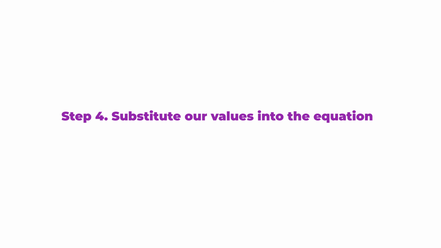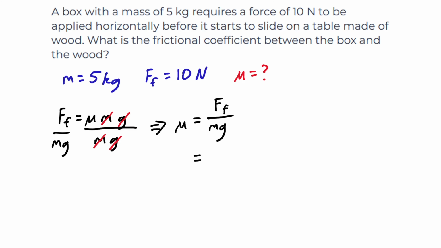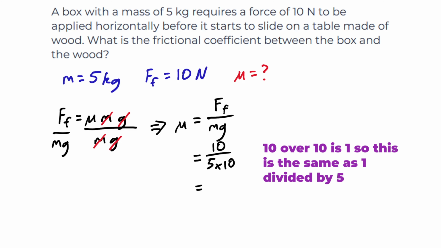Step 4. Substitute our values into the equation. Mu is equal to 10 over 5 times 10. Putting this into the calculator, fraction button, enter 10, then arrow right or down, then 5 times 10. The answer will be 0.2.